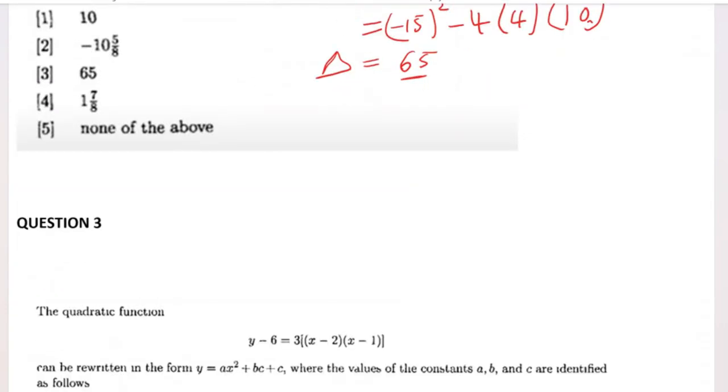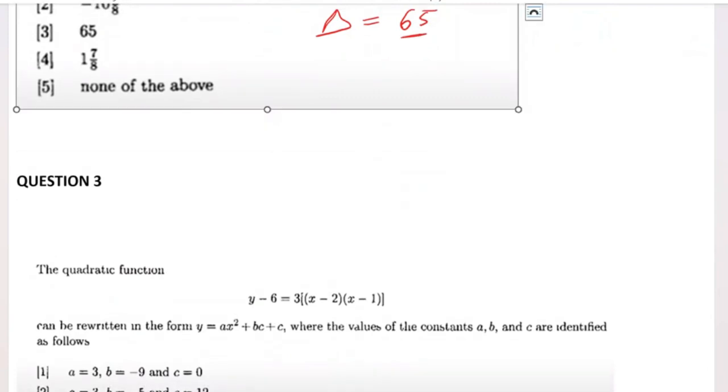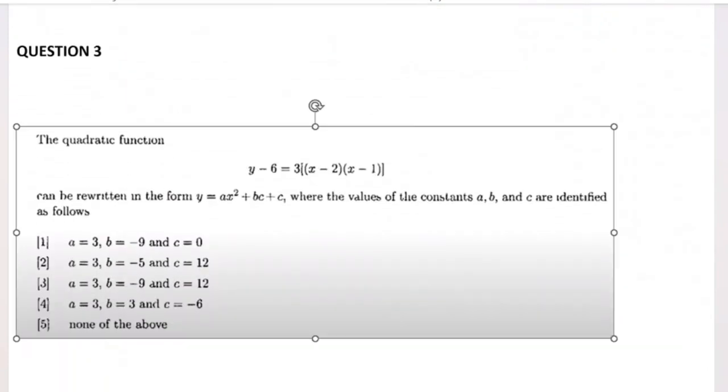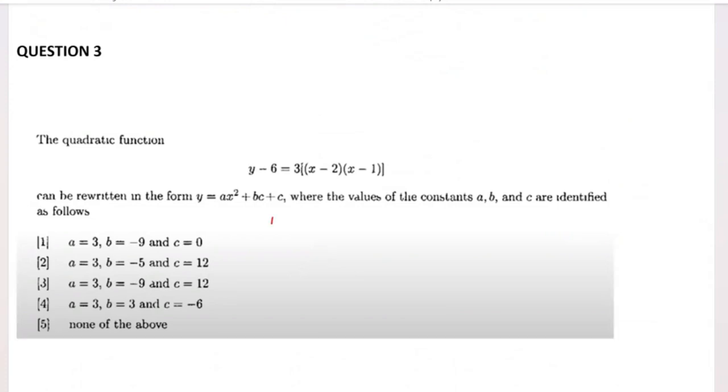Okay, so question 3, this is what it is suggesting. This is a quadratic form. You are told that this can be rewritten as y is equal to ax squared plus c, where you need to find the values of a, b, c. There's nothing you need to do here other than simplifying. So to simplify, you're going to have y minus 6 is equal to 3 into, and now we need to simplify here.